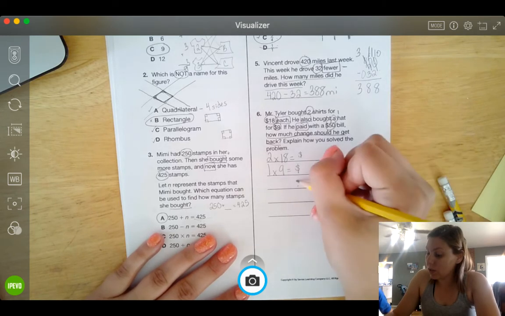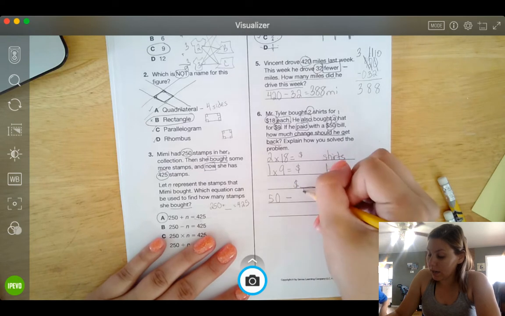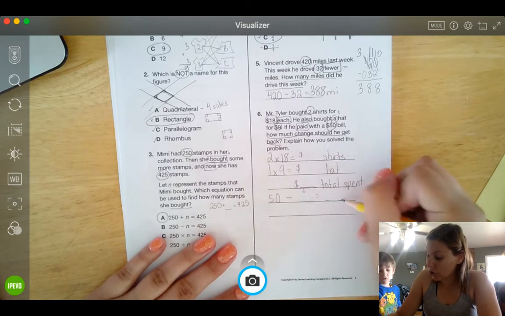So we need his total amount that he spent, and then we're going to take 50 and minus that total amount to get his change.